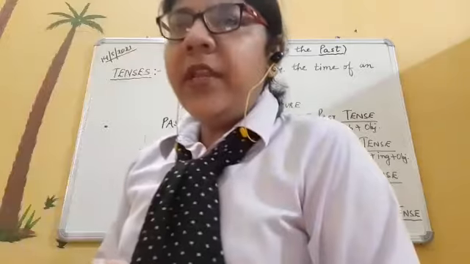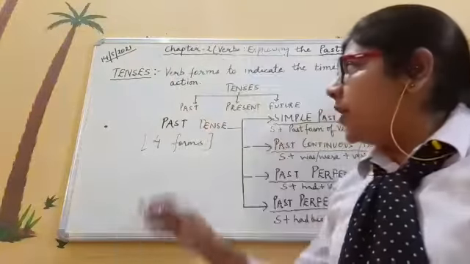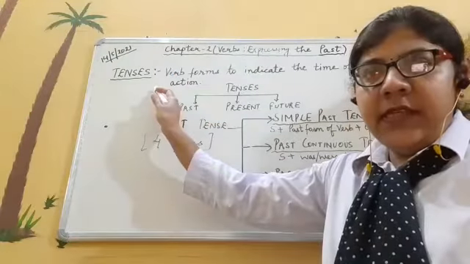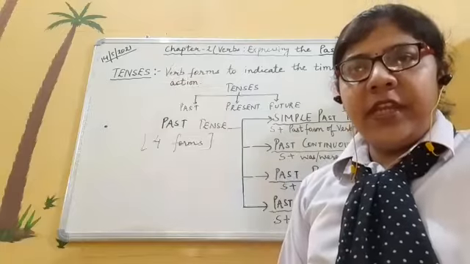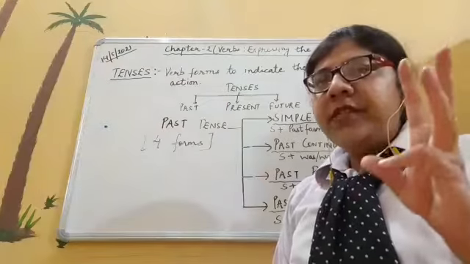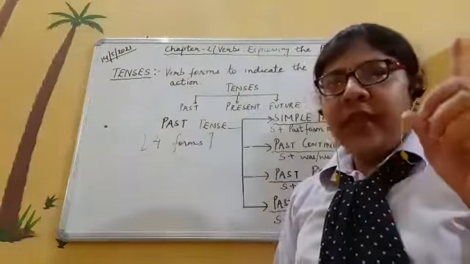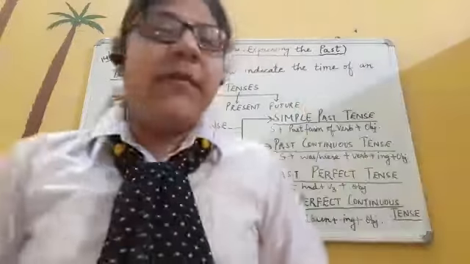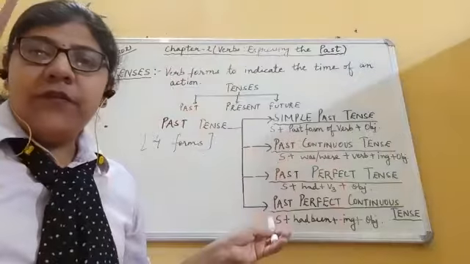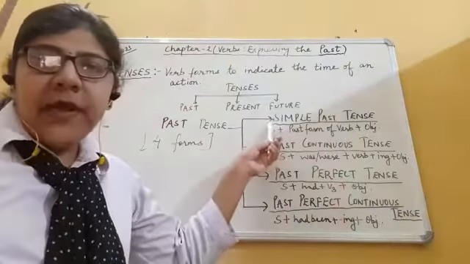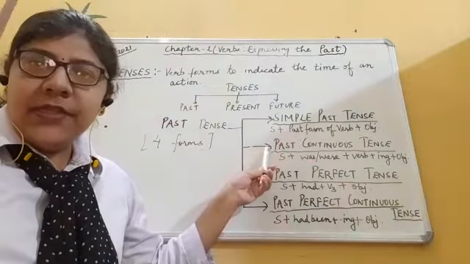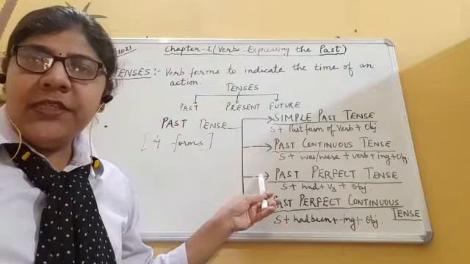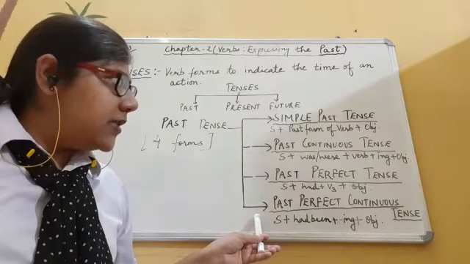Okay, so let's quickly revise what we have discussed today. We discussed about the tenses, the verb forms which indicate the time of an action. We discussed about three major tenses: past, present and future. Then we also discussed about the four forms of the past tense: simple past tense, past continuous tense, past perfect tense and past perfect continuous tense.